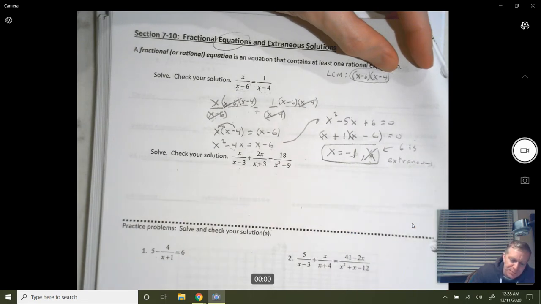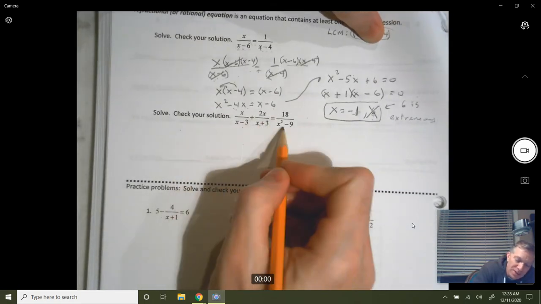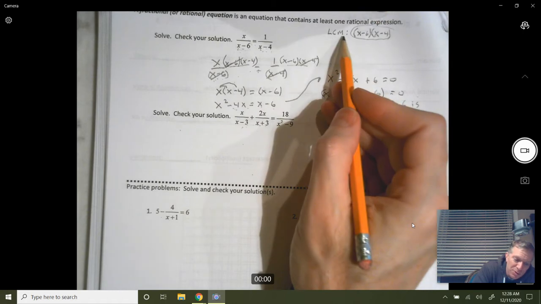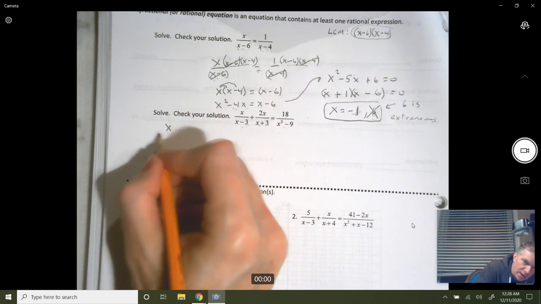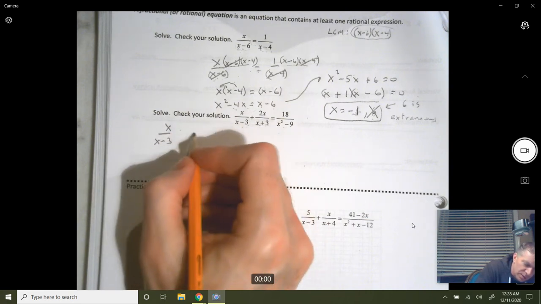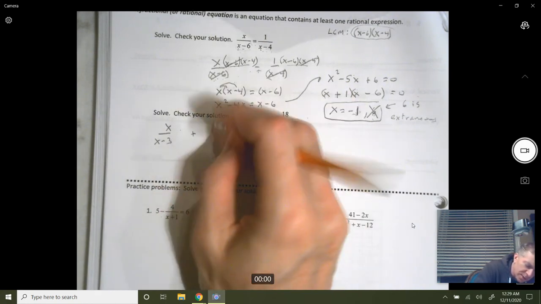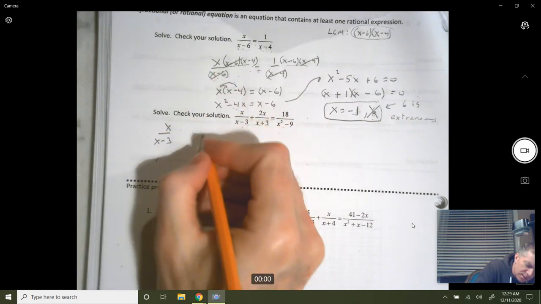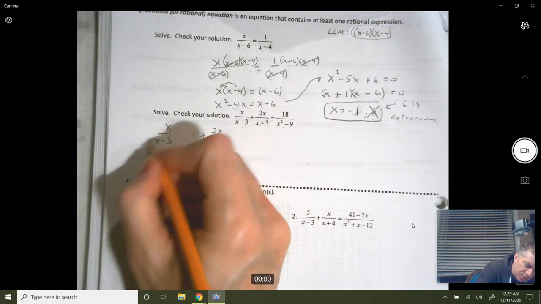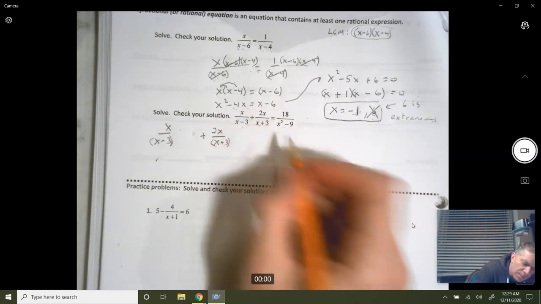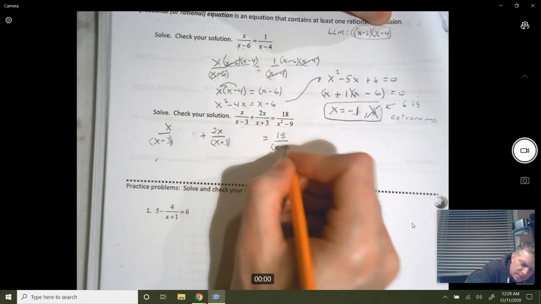Now let's do one more example, maybe two more examples. This one, first step, before we even do the least common multiple thing, we're going to factor everything that can factor. So I've got x over x minus 3, plus, notice I'm leaving space, plus 2x over x plus 3. I like to put these in parentheses. Equals 18 over, and that factors into x minus 3, x plus 3.